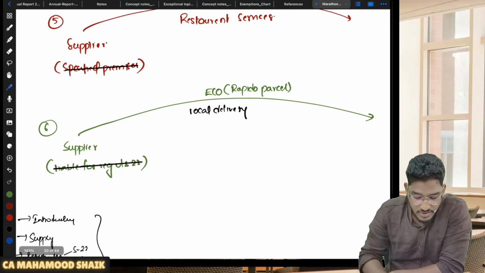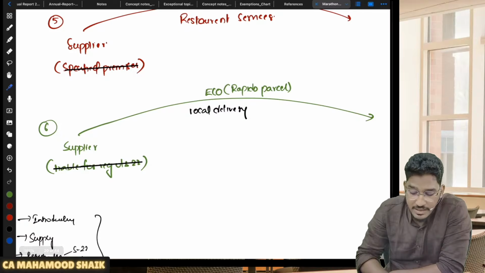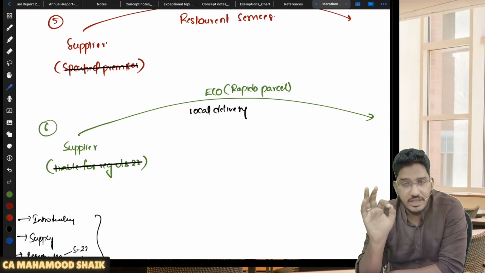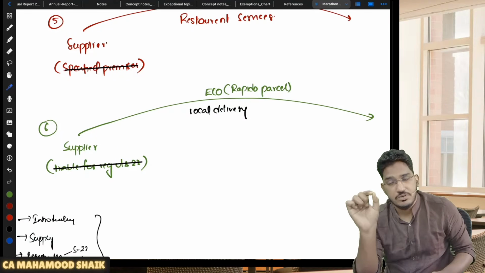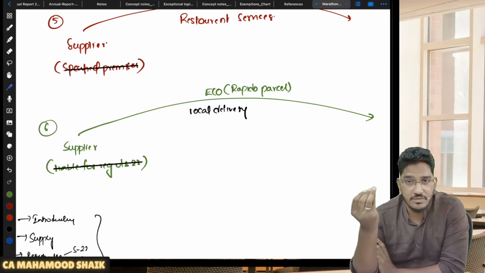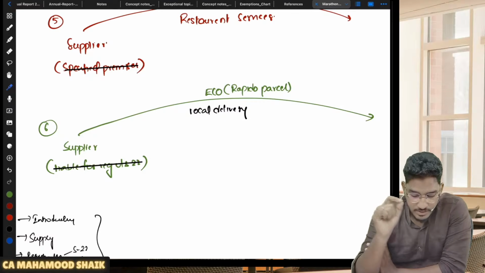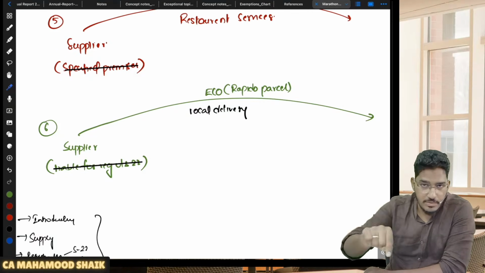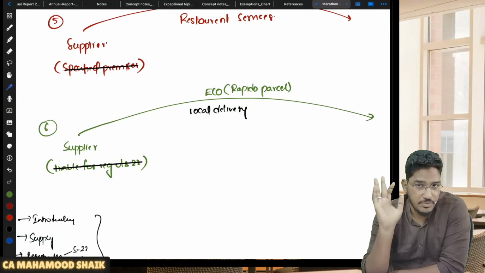A supplier who is not liable for registration under section 22, if they are supplying local delivery services through the e-commerce operator, then also the e-commerce operator only will pay the amount of GST. Basically, they are referring to Rapido parcel services, etc. So if a supplier who is not liable for registration makes supply of local delivery services through the e-commerce operator, then that e-commerce operator will pay the amount of GST.